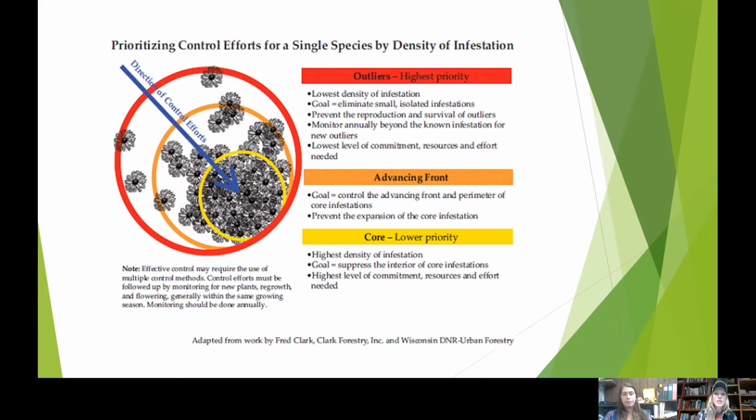Also important to note that the technique you may be using may change as you get closer and closer to those core zones. You may be using techniques that are much more selective when you're focusing on those outlier infestations in order to avoid collateral damage to native species. And then maybe you'll be switching to larger scale forestry mowing or brush mowing, broadcast spraying, etc., towards that core infestation where the risk for collateral damage is less.